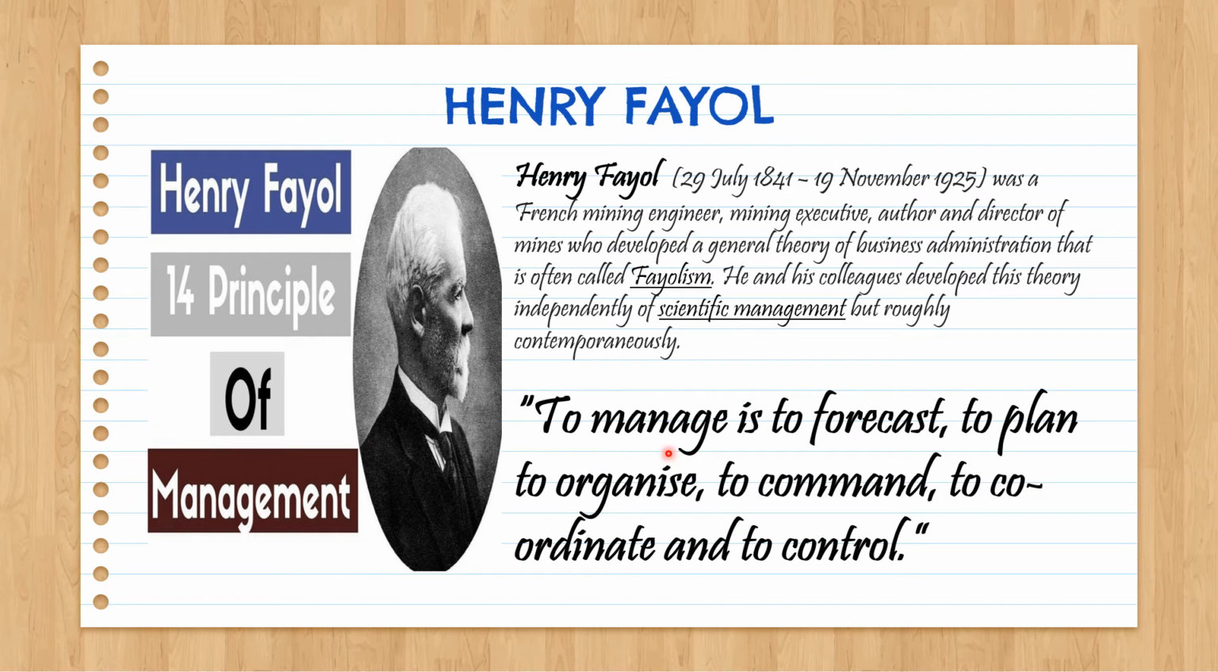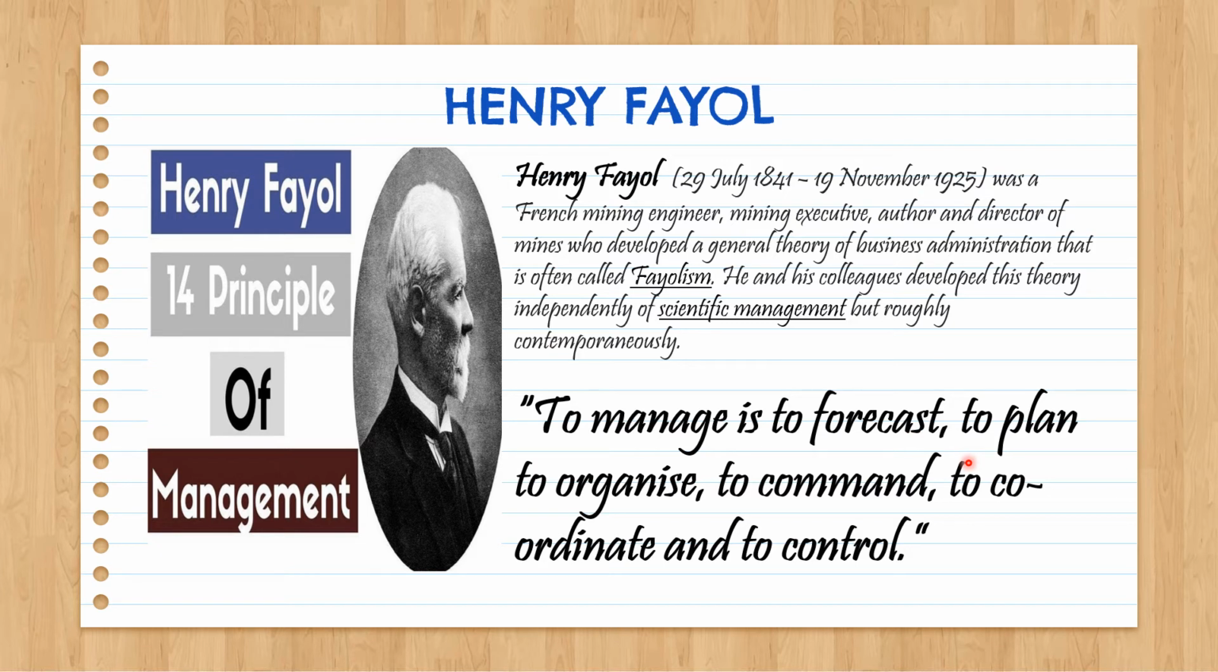Here is the definition of Henry Fayol. To manage is to forecast, to plan, to organize, to command, to coordinate and to control. We can say FPO and 3 C's. In his view, what does management mean? To manage the organization, first of all we should have a forecast: what is going to happen, how to plan and what to do in the management.